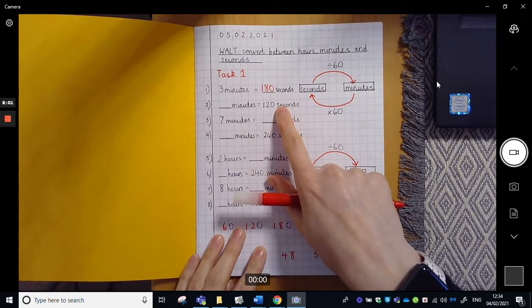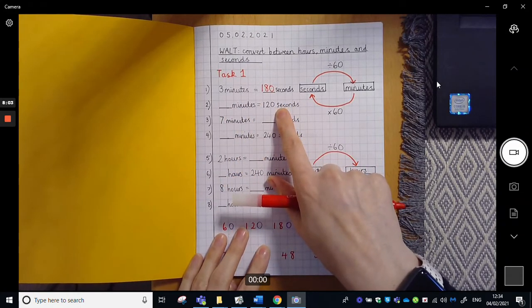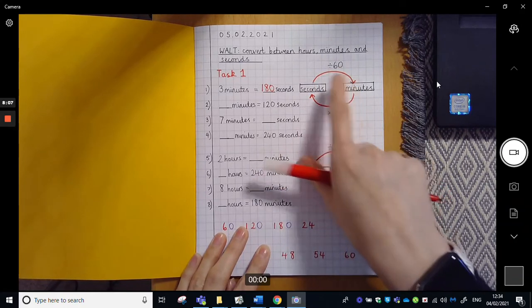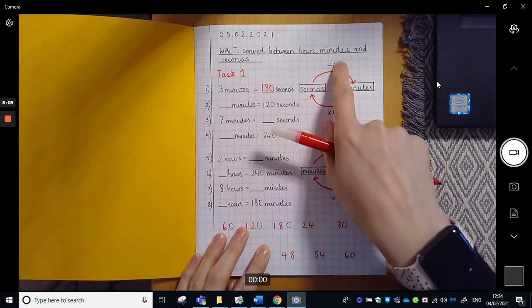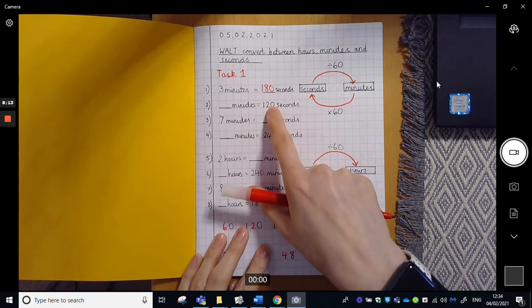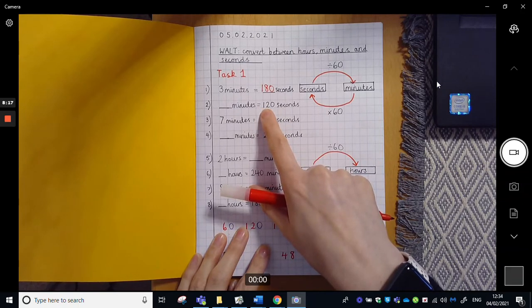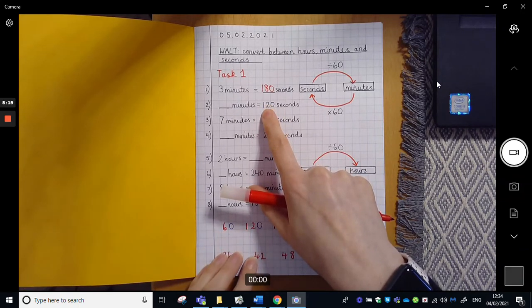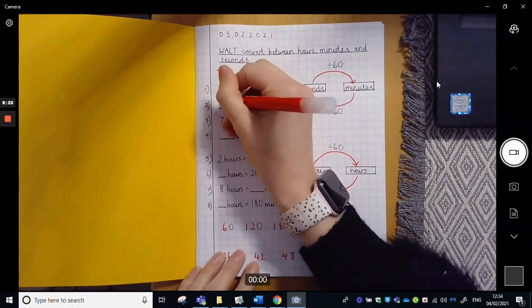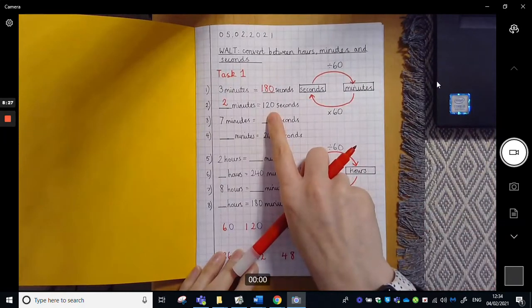So in the next example, I don't know the minutes this time. I'm trying to find the minutes from 120 seconds. So I'm converting from seconds to minutes. So from seconds to minutes, I need to divide by 60. So how many groups of 60 are in 120? So my calculation I'm thinking in my head is 12 divided by 6. I know 12 divided by 6 is 2. Okay, so that must be 2 minutes is equal to 120 seconds.